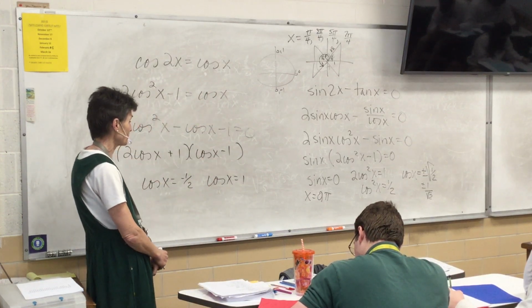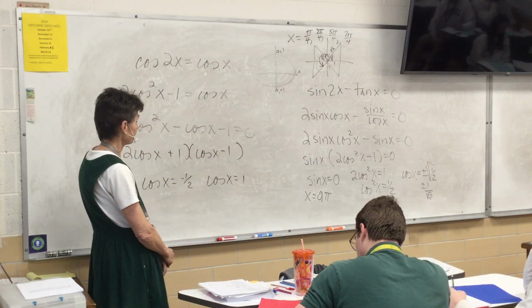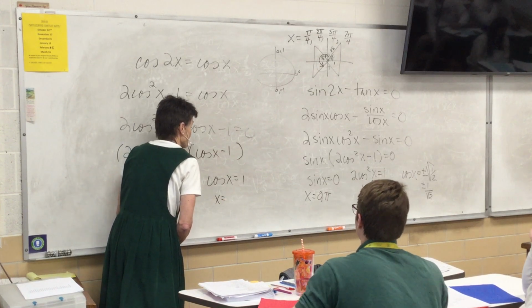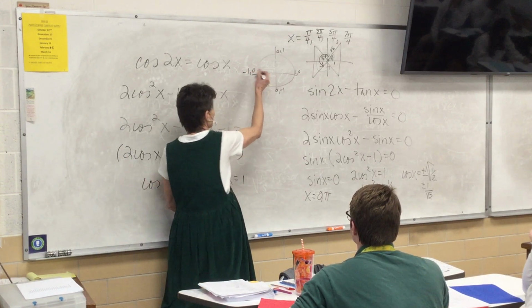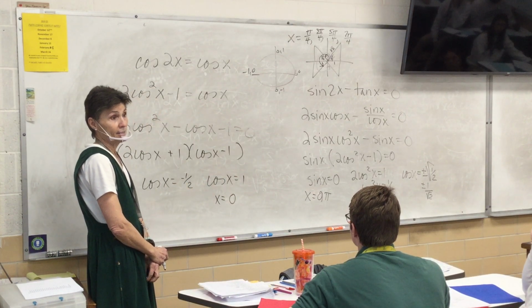Still have my unit circle, so that's good. Where's the cosine 1? Only 0. Now, not pi, guys. You might be tempted to say that, but at pi, the cosine is actually negative 1.